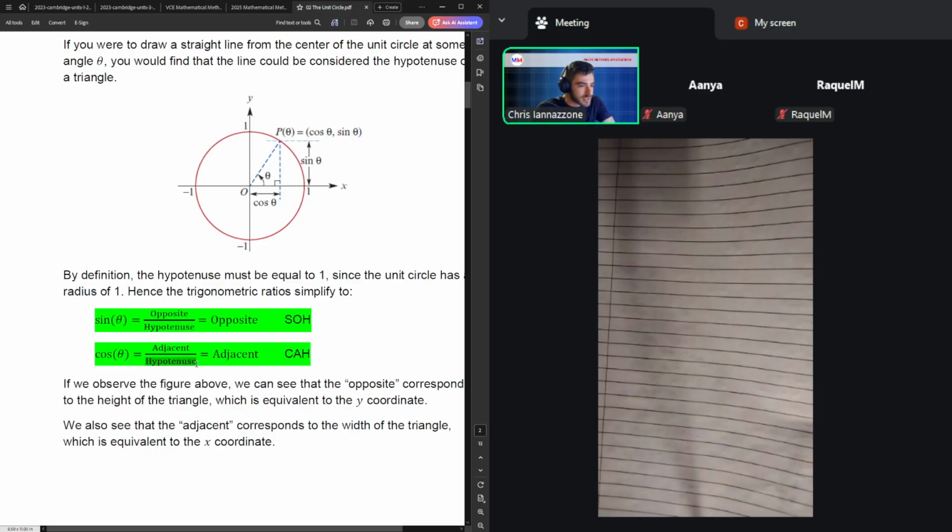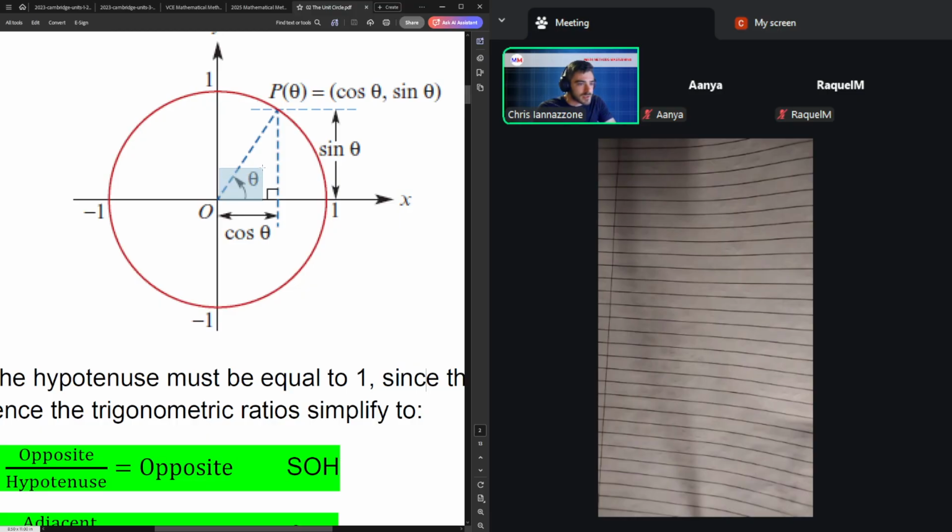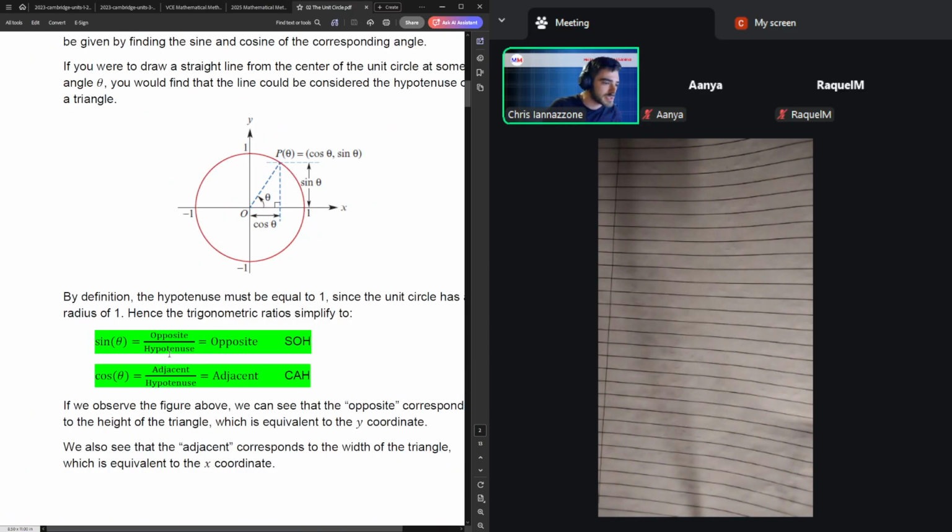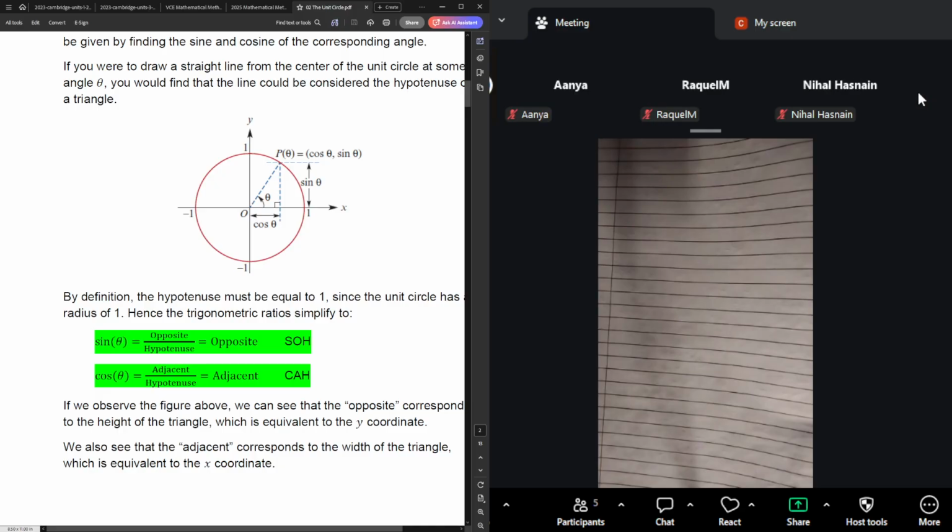So both of these now have denominators of 1, which simplifies the sine and cos down to opposite and adjacent. If you look at where the angle is, the opposite would be this side, which is why it's given by sine, and the adjacent would be this side, which is why it's given by cos. So we're taking these trig ratios and now using them to determine x, y coordinates on an axis around the unit circle. That's why you would have seen us going through sine and cos being x and y.